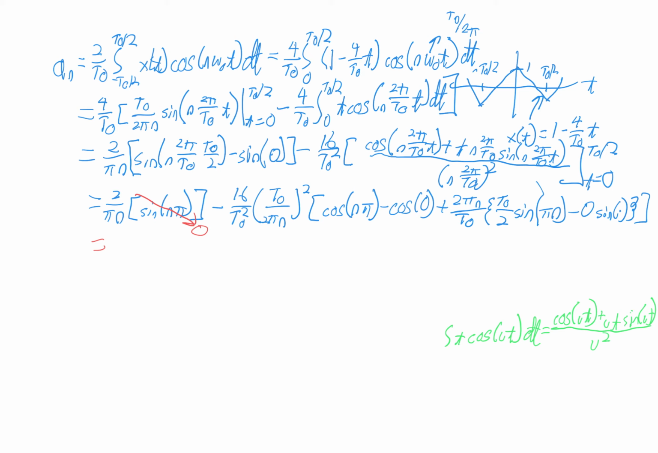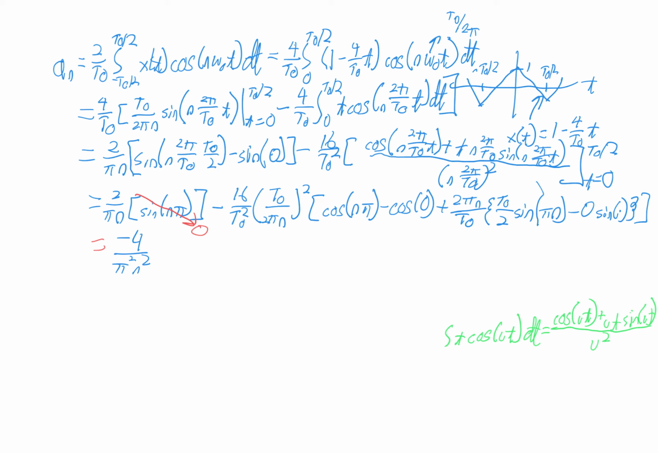And now we will simplify. T0 squared cancels out this T0. 2 squared divides 4 into 16, so I have 4 left, and then I have pi n quantity squared. So here I have as the denominator pi squared n squared, and my numerator is -4, and now I have to evaluate what's inside this set of square brackets.